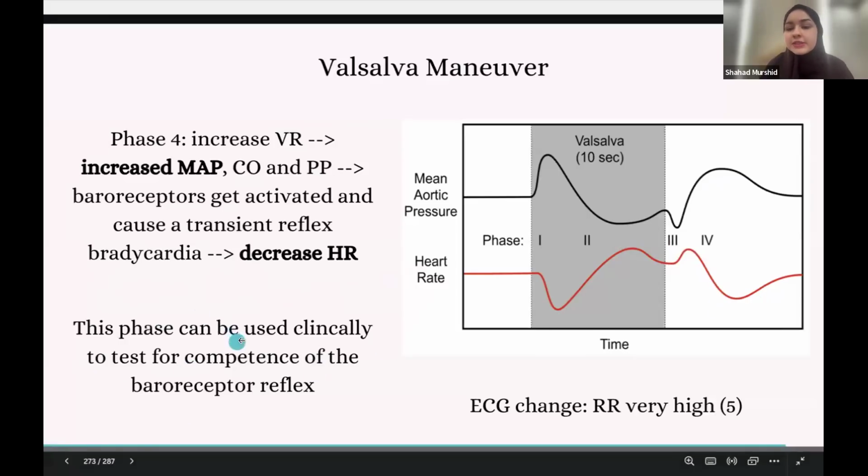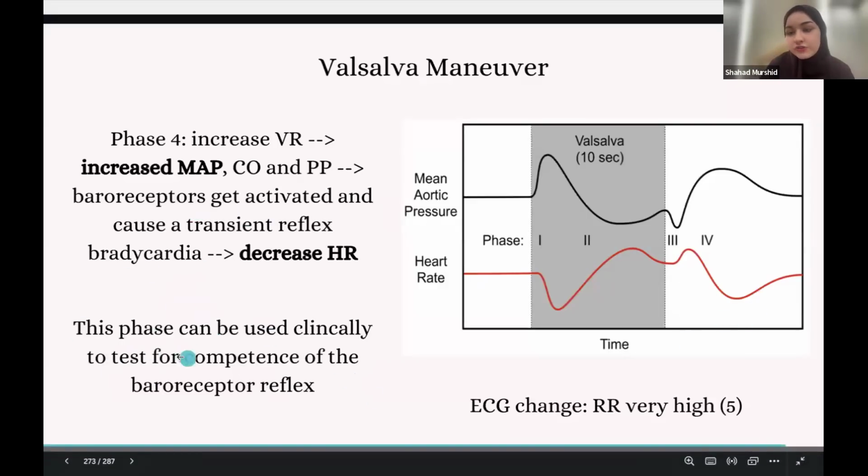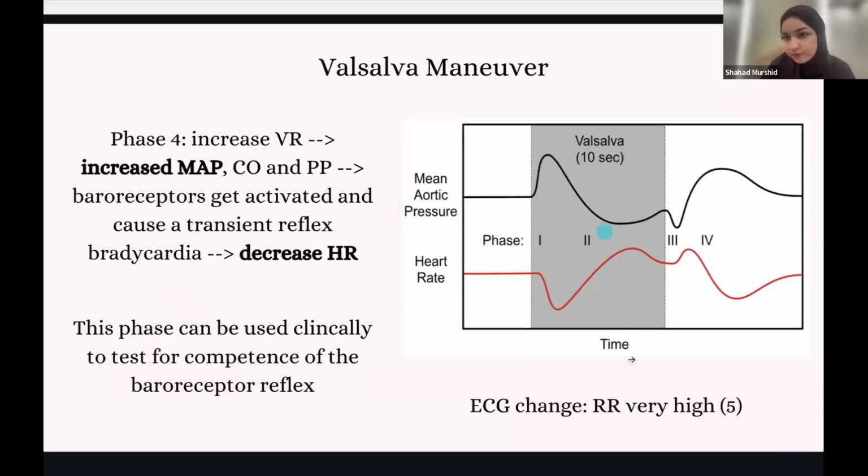And this phase can be used clinically to assess the function of the baroreceptors. Because at this point, the baroreceptors get activated when you have a high blood pressure. So the baroreceptors are going to get activated and decrease the heart rate. So they measure the function of the baroreceptors by phase 4. They make sure that the heart rate decreases by this point, because if it does, then that means the baroreceptors are working fine.